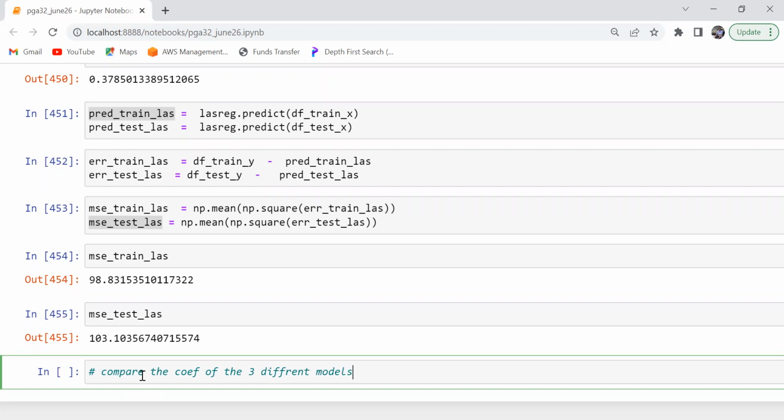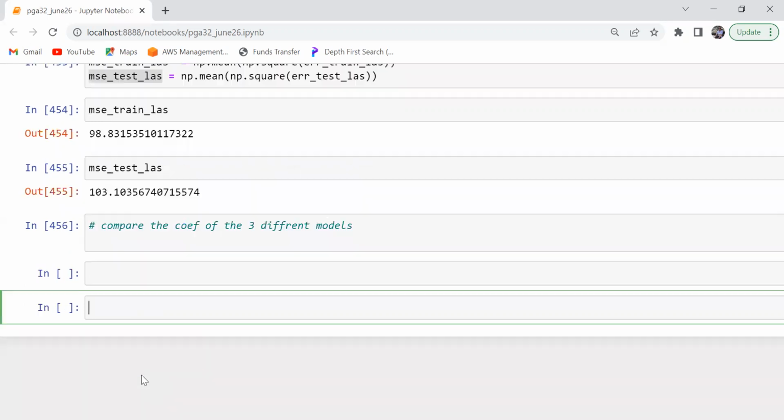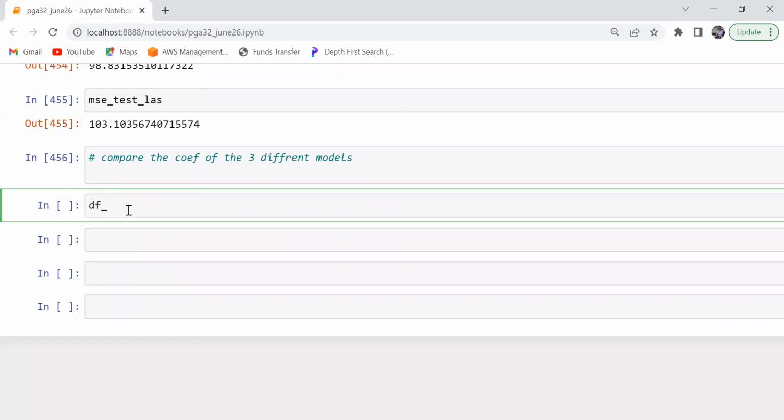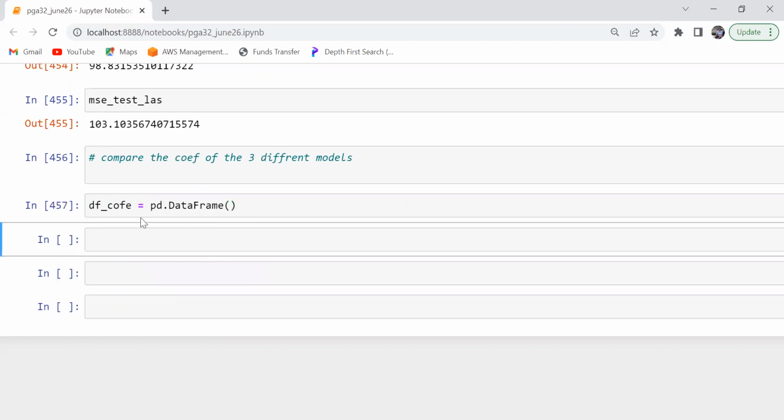Three different models. Everyone, please look here carefully. So let me say data frame with coefficients. Data frame with coefficients. So let's create an empty data set. Empty data frame, pd.DataFrame.